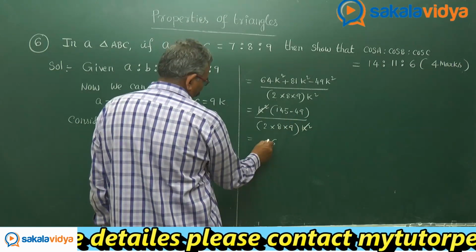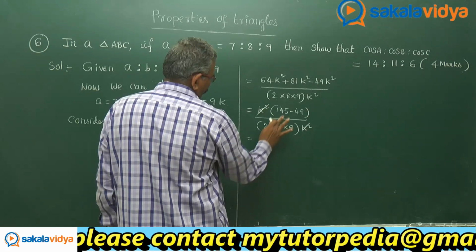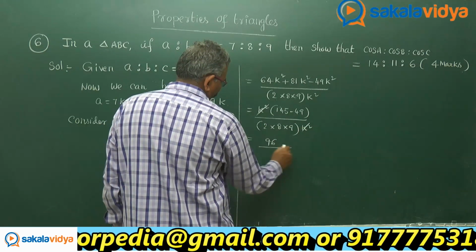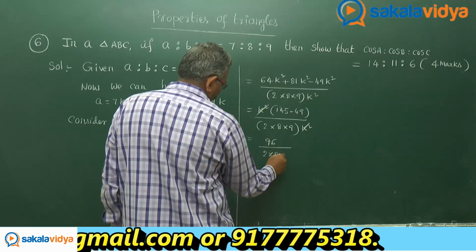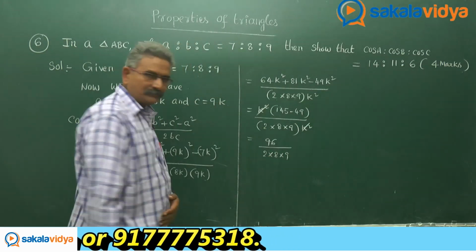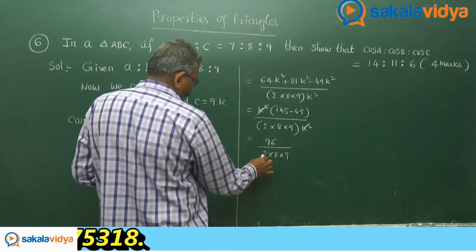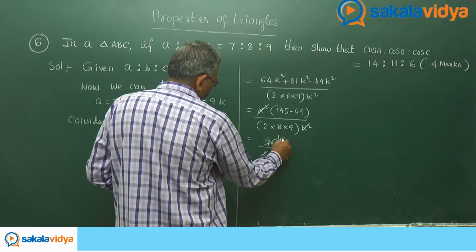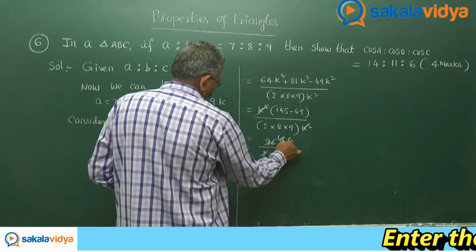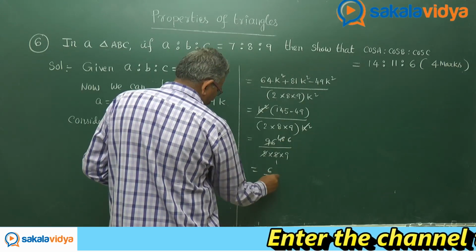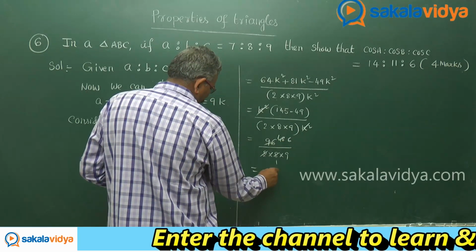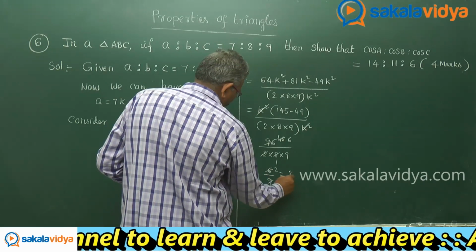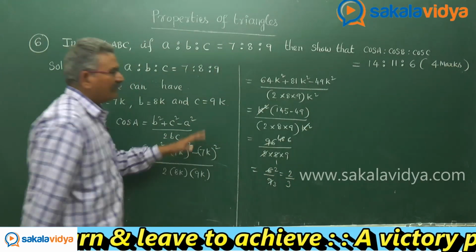Here this is 96 by 2 times 8 times 9. This is 2 fours are 8, 2 eights are 16, 8 sixes are 48, 6 by 9. This we can write, 3 twos are 6, 3 threes are 9, 2 by 3. This is the cosine value, cos A value.